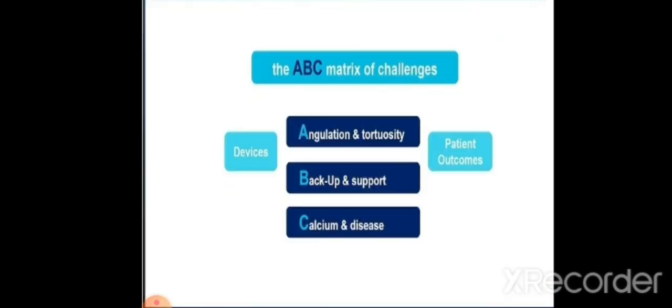For everybody performing CTO intervention, we are all facing a lot of challenges. We summarize these challenges in what's called the APC matrix of challenges, where A represents angulation and tortuosity, P represents backup and support, and C represents calcium and disease.